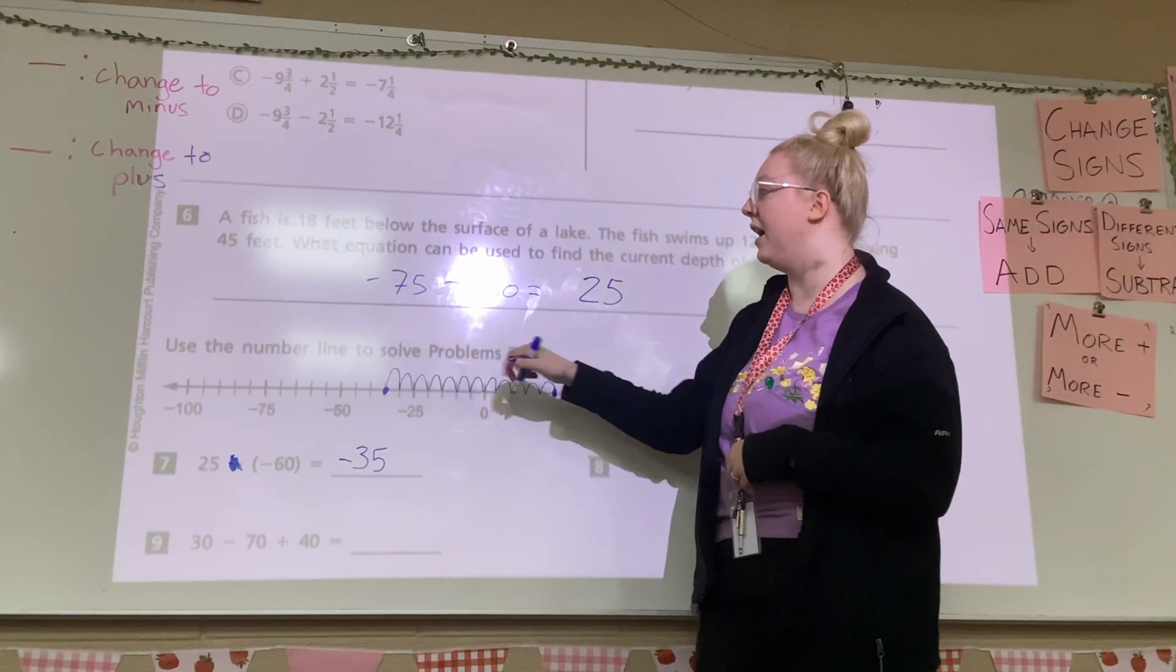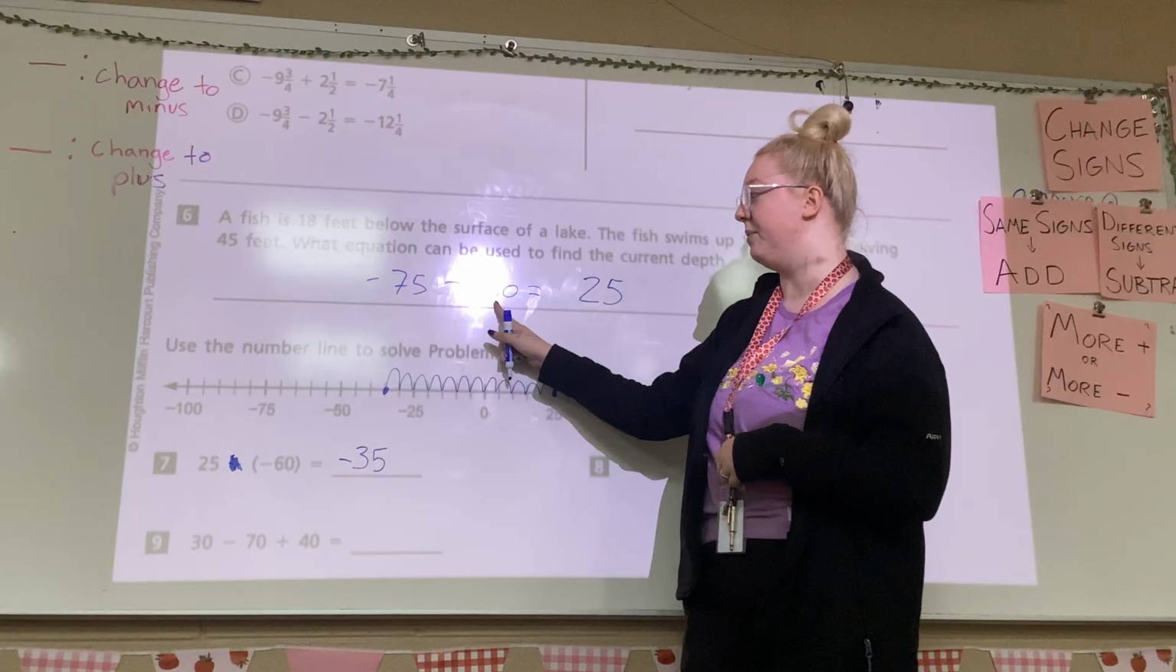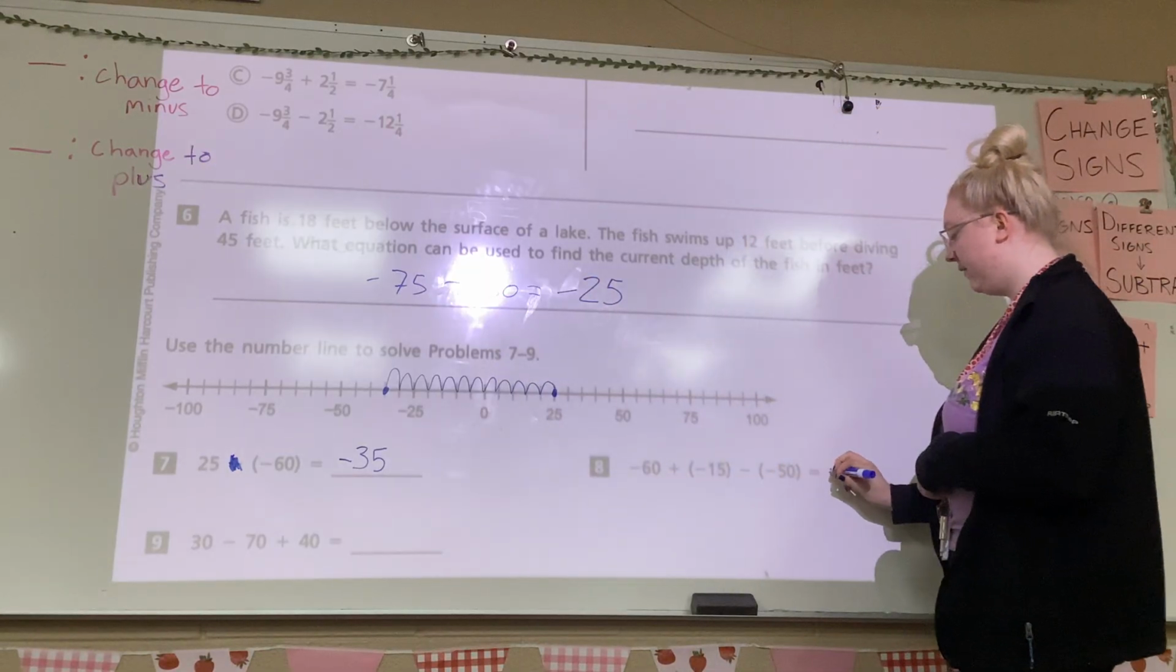But do we have more negatives or more positives? We have 75 negatives, 50 positives. We have more negatives. Negative 25.